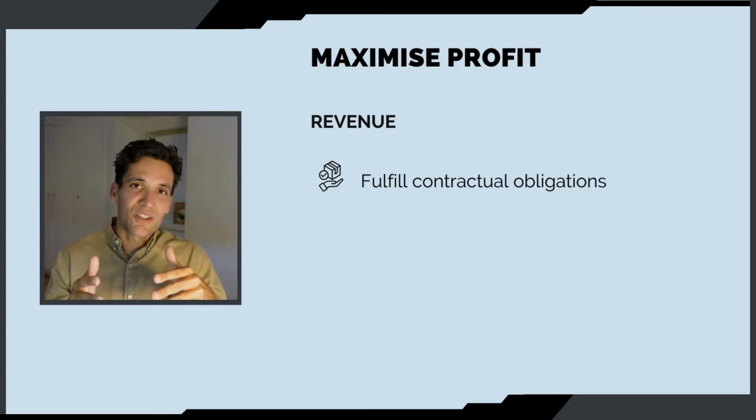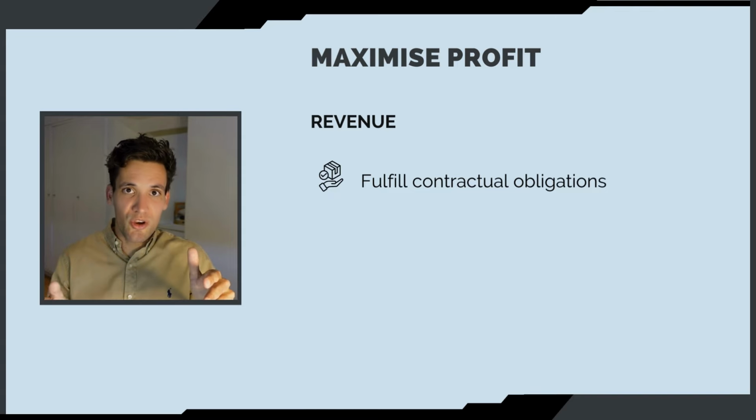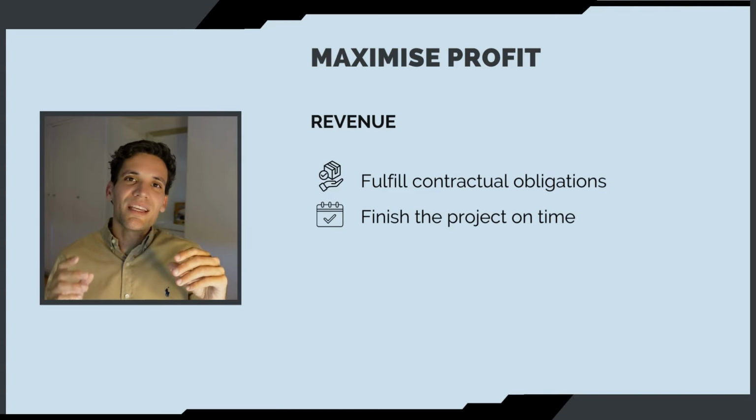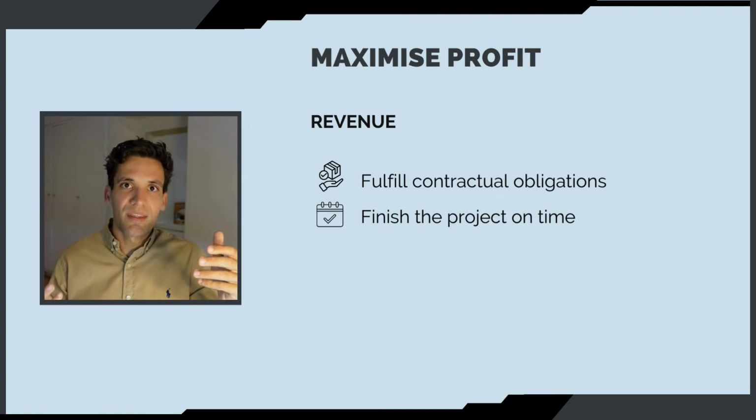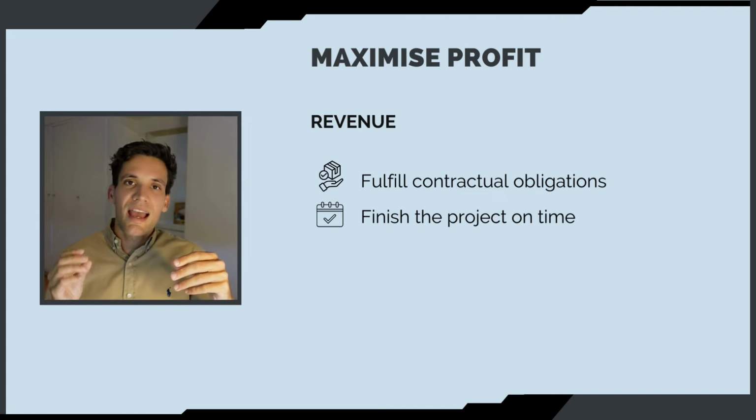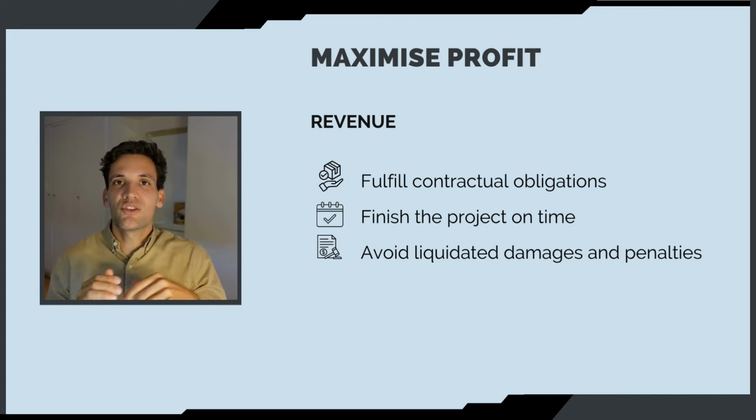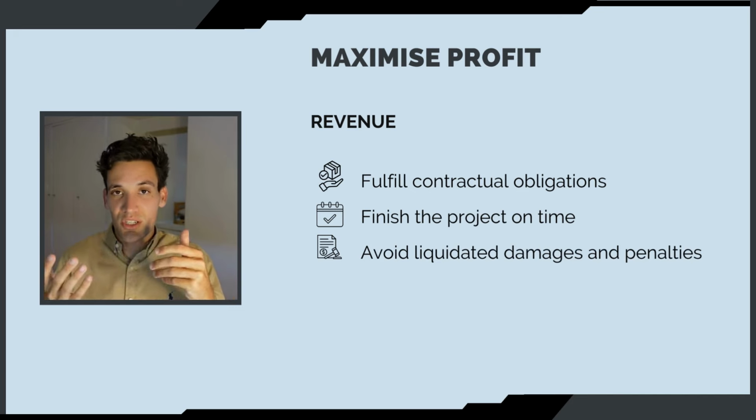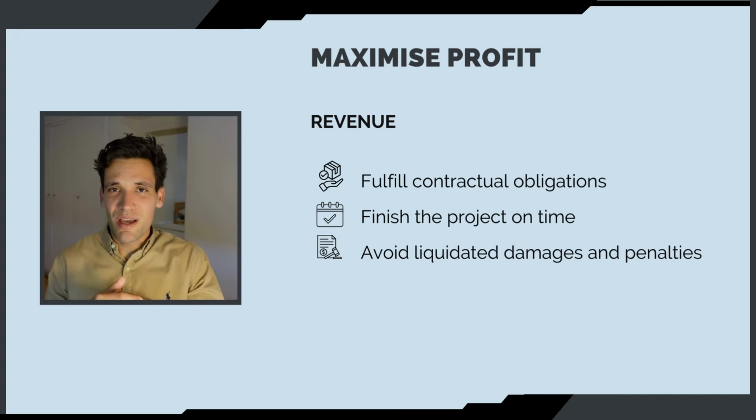So the first thing we need to do is finish the project scope. The next thing we need to do is we need to finish the project on time. Construction contracts have in them clauses that penalize contractors for finishing late. And when you think about it, it makes a lot of sense.